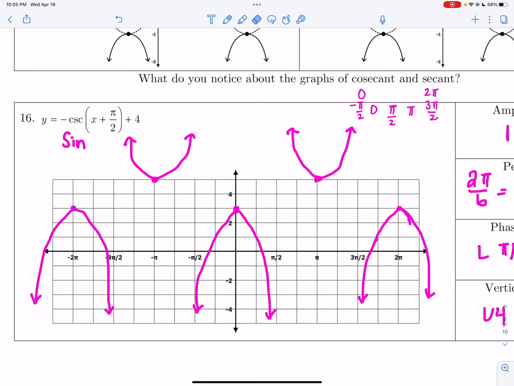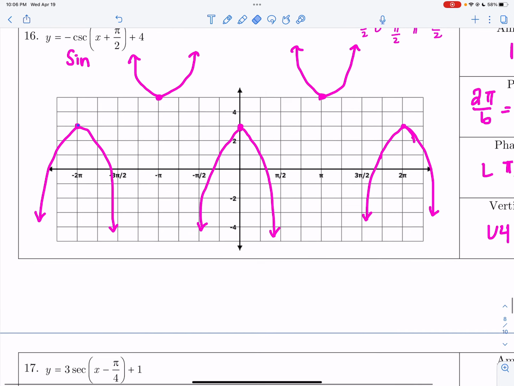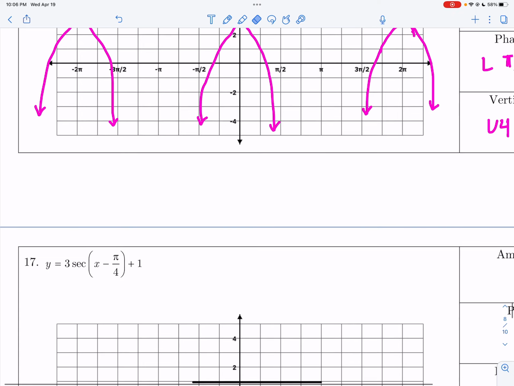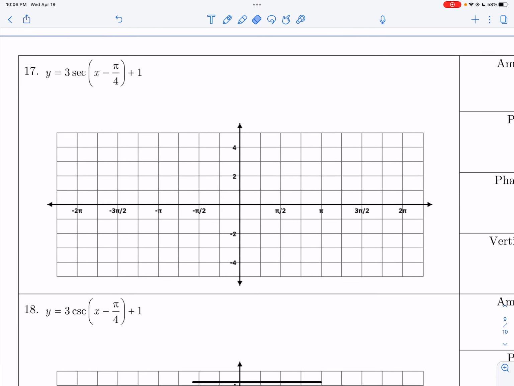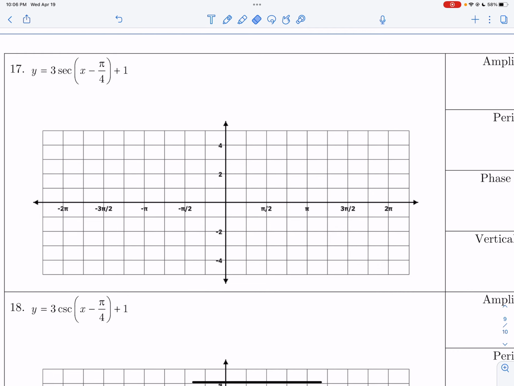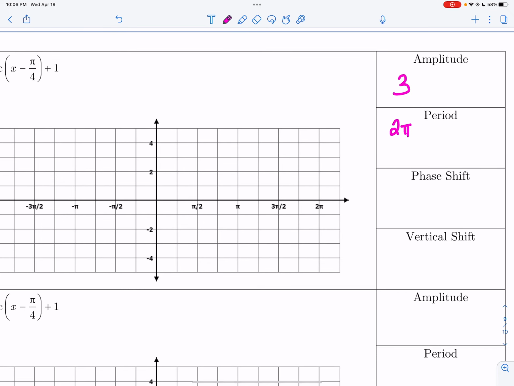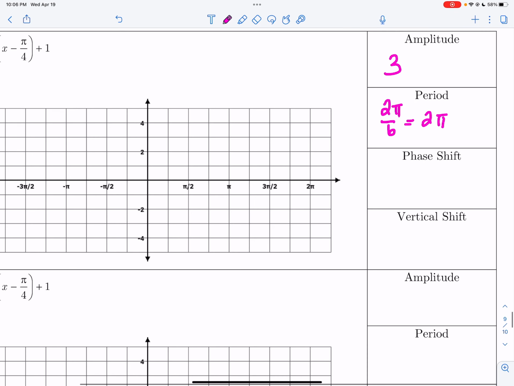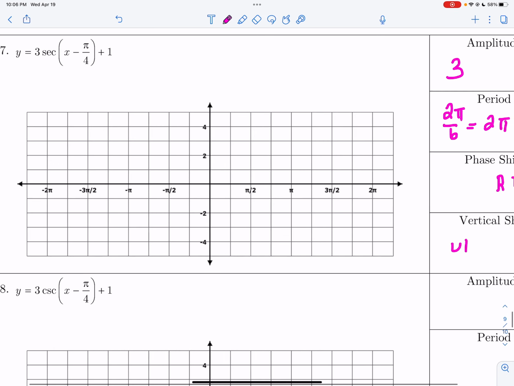All right, I am going to do another problem, and this one I'm going to look at a secant graph. So it looks like it's 17. Your amplitude is 3. Your period is 2 pi over b. In this case, it's just 2 pi. Your phase shift is right pi over 4. And then your vertical shift is up 1, aka your midline.